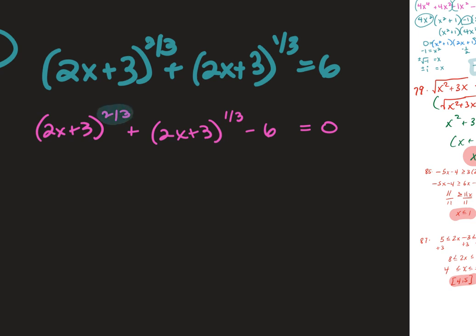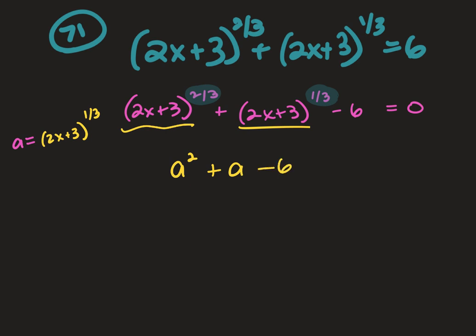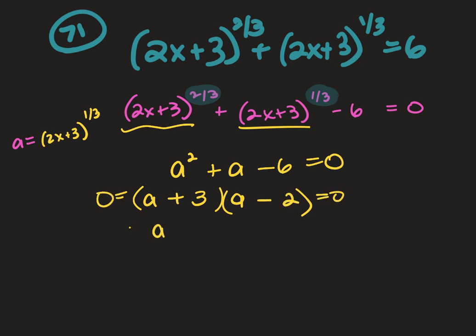Remember, if the first term is the second one squared, then you can simplify by using, like we used, a. We're going to say a equals whatever's the second one, so (2x + 3)^(1/3). Then my first term is that squared, so it would be a squared. The second term is just a, minus 6 equals 0. Then I'm going to factor. Factors of negative 6 that sum to positive 1 are positive 3 and negative 2. Split and solve. a equals negative 3 and a equals positive 2.